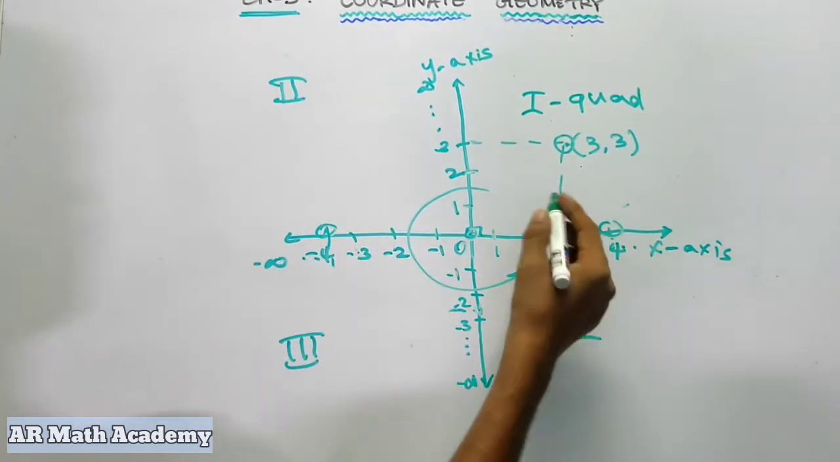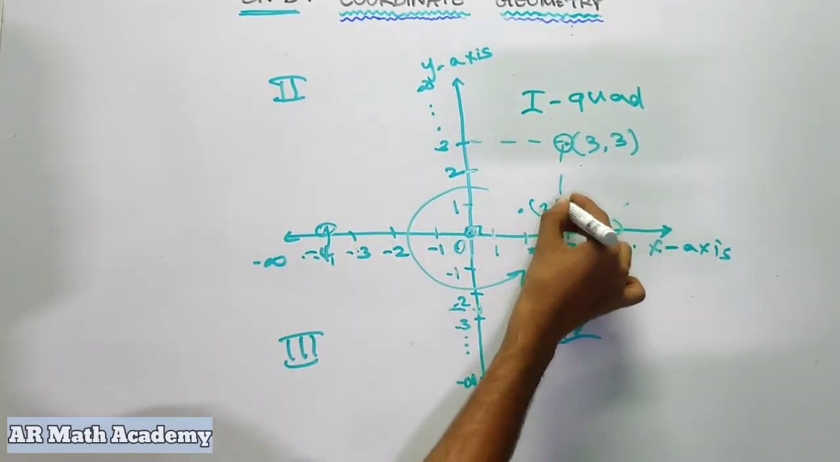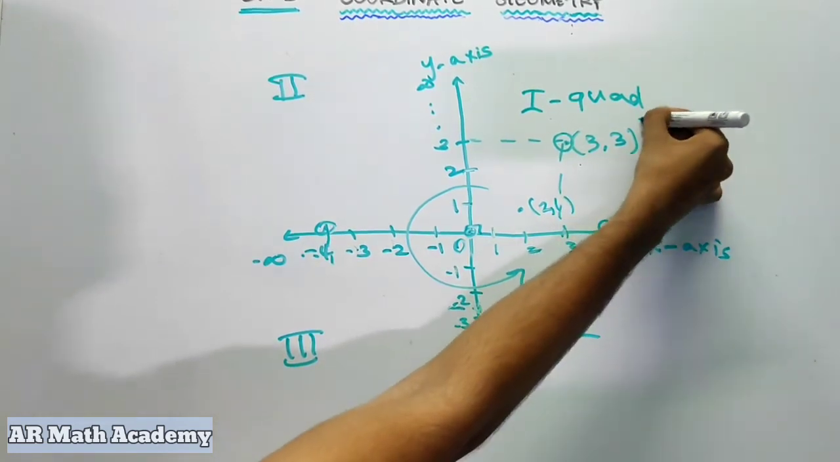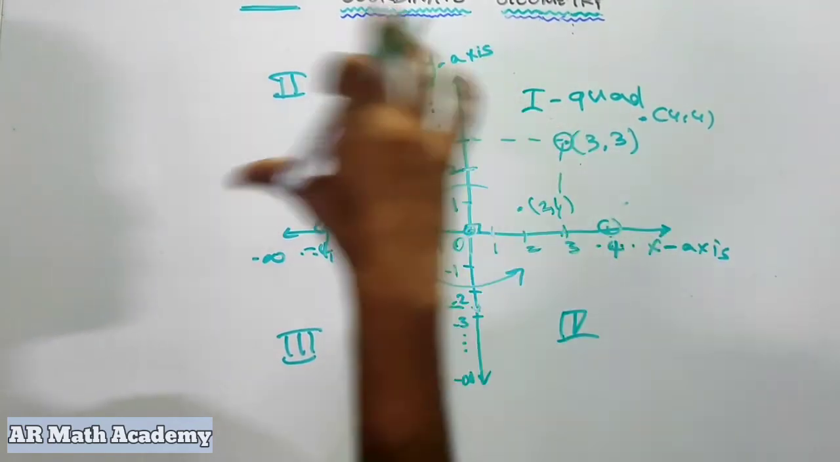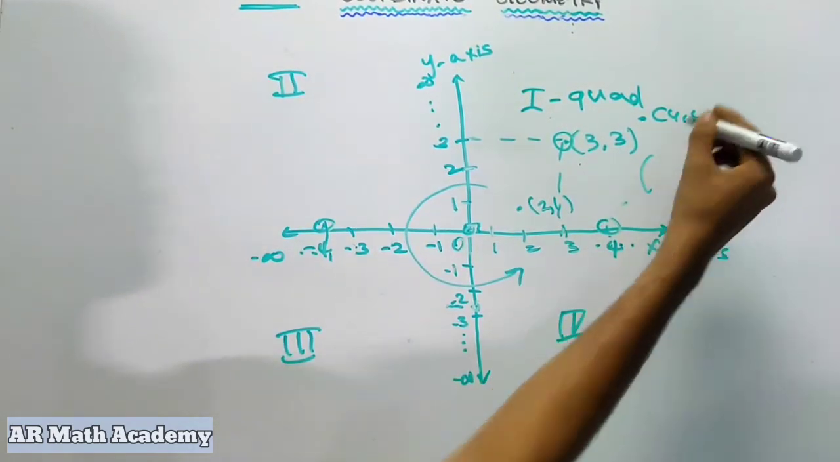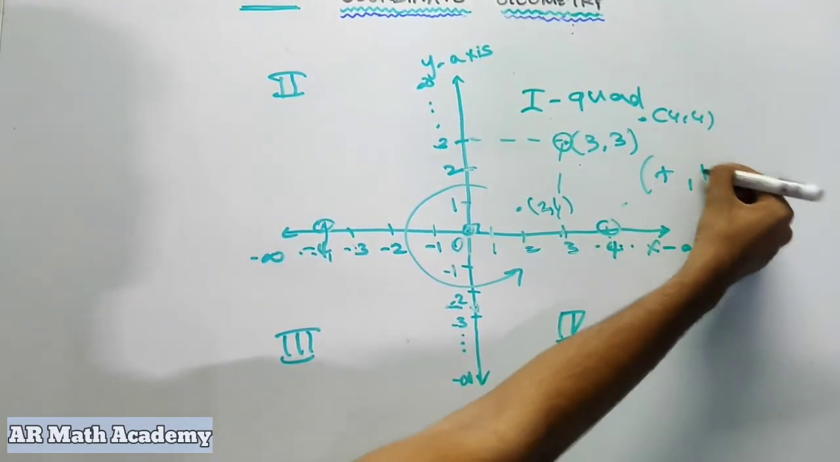Whatever point you take, suppose this point which is (2, 1), or this point which is (4, 4), all the points which you take in this first quadrant are always positive. So the common property is (positive, positive).